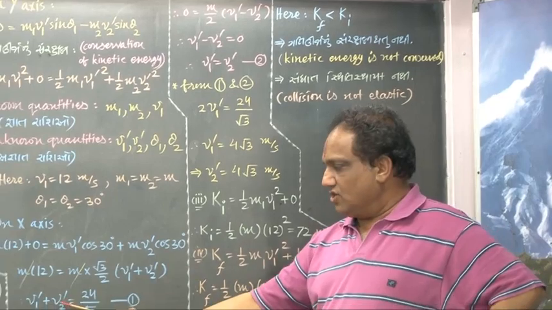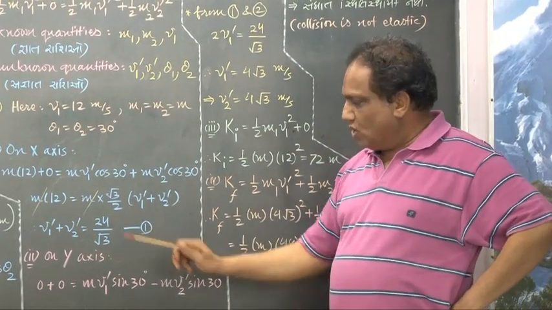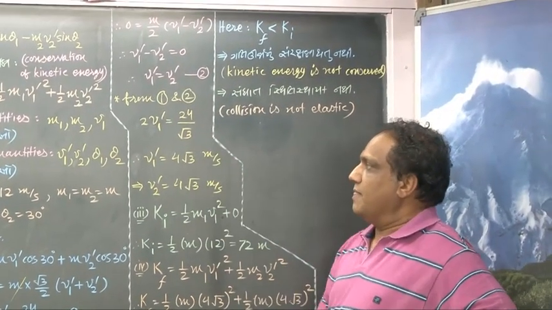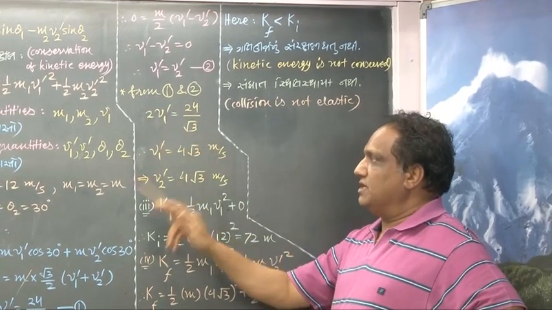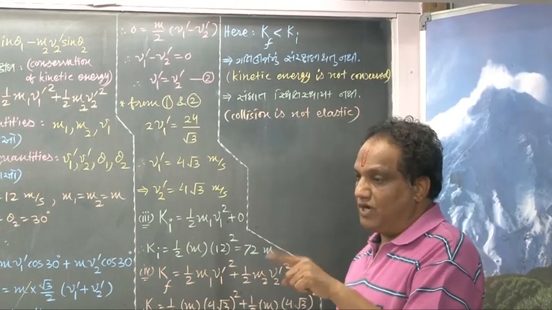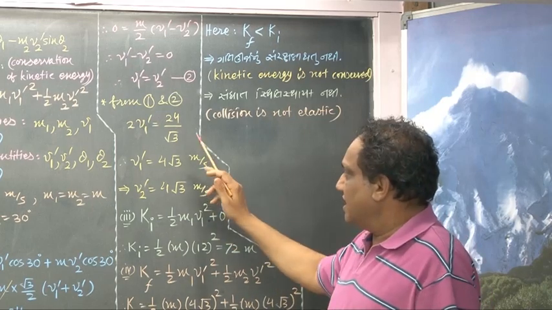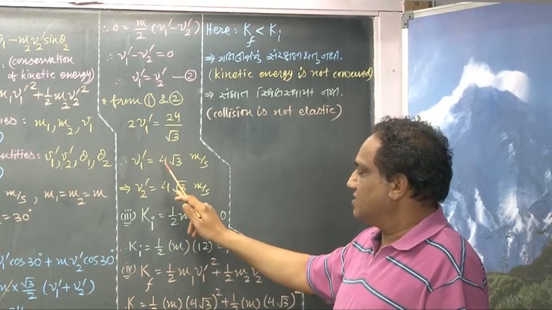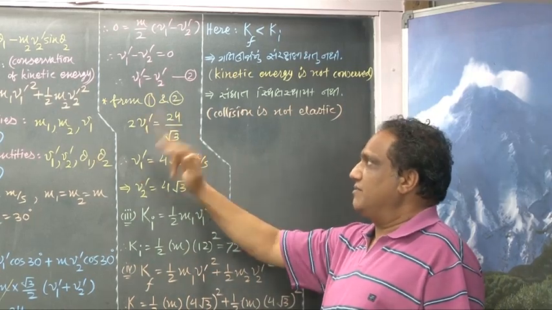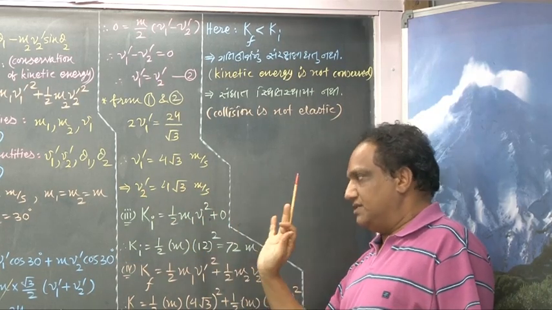Put it here. Instead of V2 dash, you write V1 dash, so V1 dash plus V1 dash, 2 V1 dash, equals 24 upon root 3. So V1 dash will be 12 upon root 3. 12 means 4 into 3, and 3 means root 3 into root 3. So root 3 gets cancelled from numerator and denominator. Ultimately you get the answer 4 root 3 meter per second. Whatever is the value of V1 dash, same is the value of V2 dash, so V2 dash is also 4 root 3 meter per second.